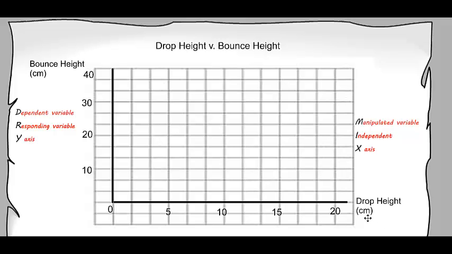Notice how centimeters is included with the labeling of the x-axis. If the unit of measurement is not included when labeling each axis, then the numbers have no value or meaning to what they represent. The scale on the y-axis goes from 0 to 40.